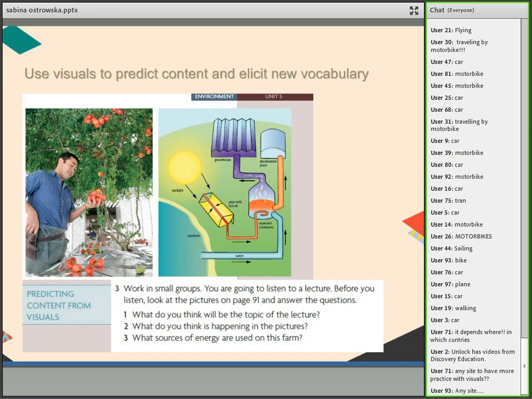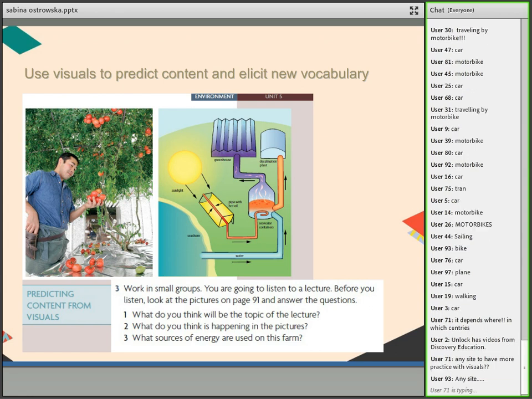Here's another way you can use visuals to predict content and elicit new vocabulary. These pictures come before a lecture about building greenhouses in the desert. Before students even start, this is quite a difficult lecture, but we are able to elicit words like, you can point to this. What kind of energy do you think it is? It's solar energy. We have a greenhouse. This is an example of a greenhouse.